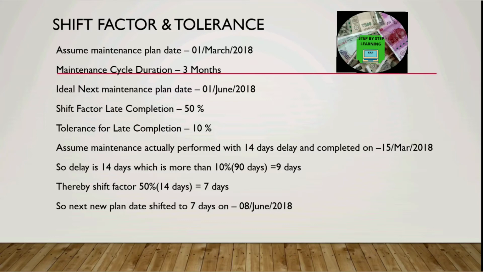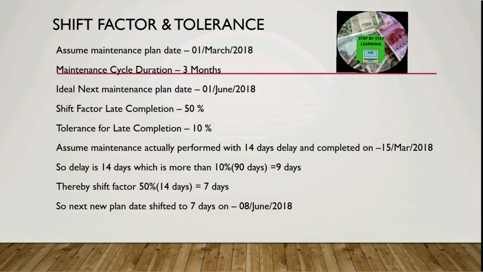So what is shift factor? In shift factor we have two things: shift factor late completion and shift factor early completion. Likewise, tolerance late completion and tolerance early completion. Both are correlated to each other, shift factor and tolerance. So assume the maintenance plan date is 1st March 2018. Here also we will take the cycle duration of 3 months. So my next maintenance plan date will ideally be 1st June 2018, that is 3 months from March.